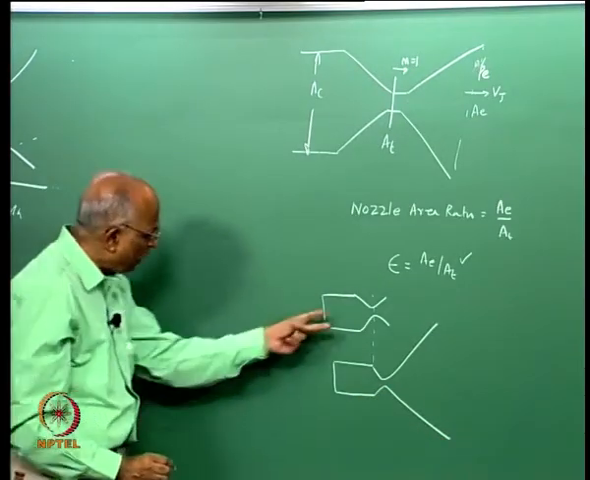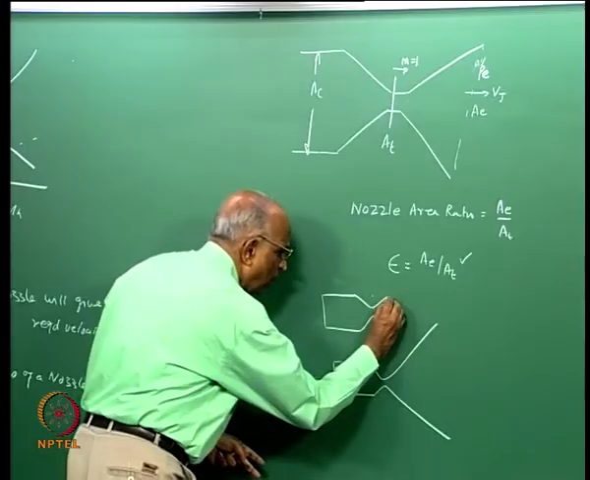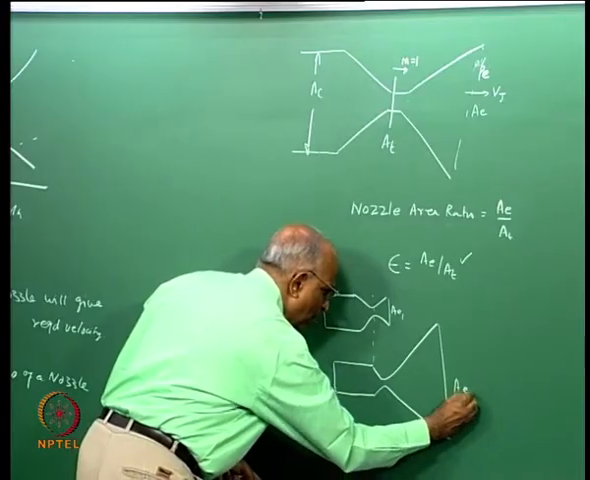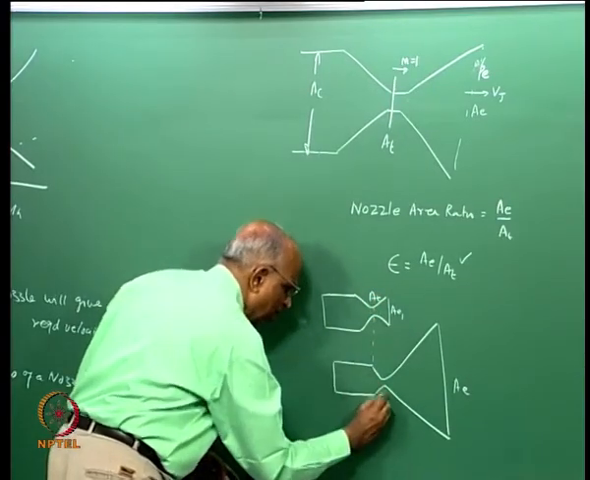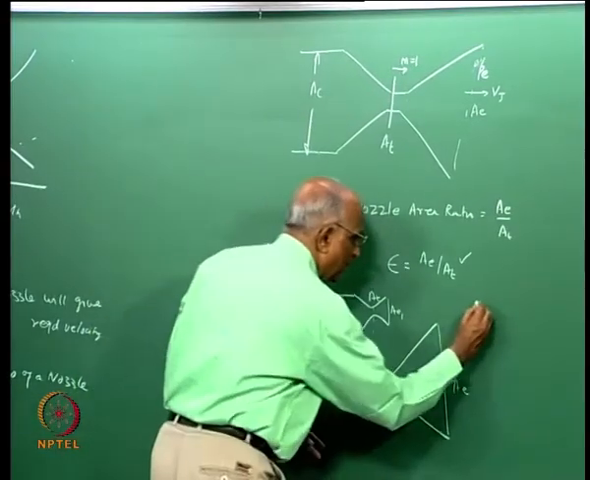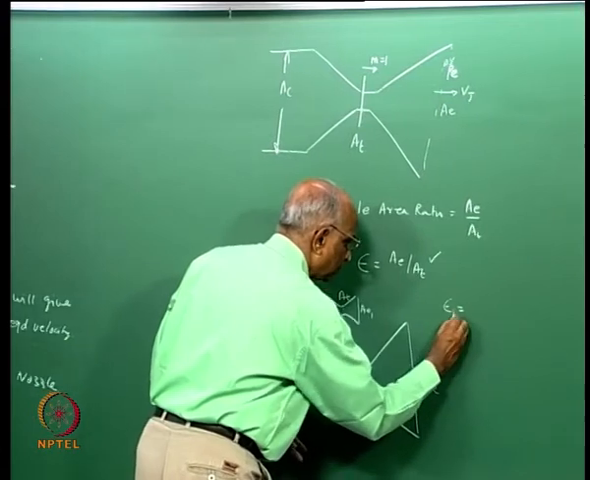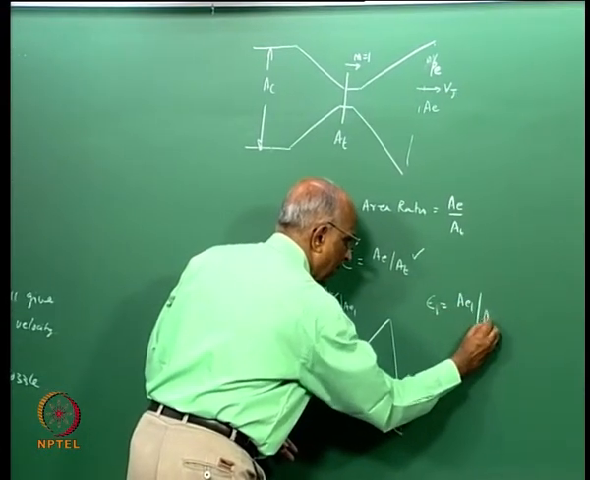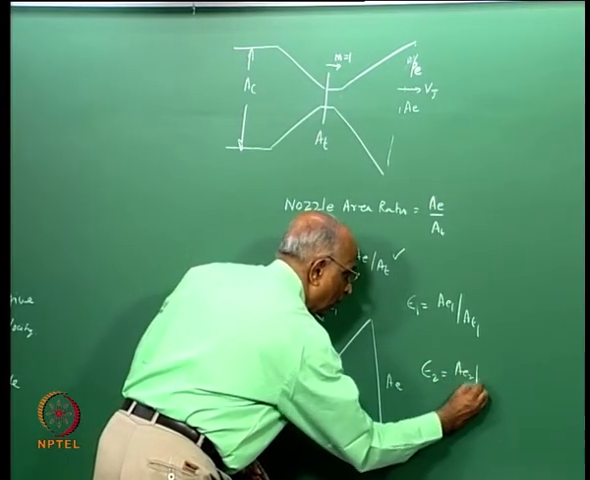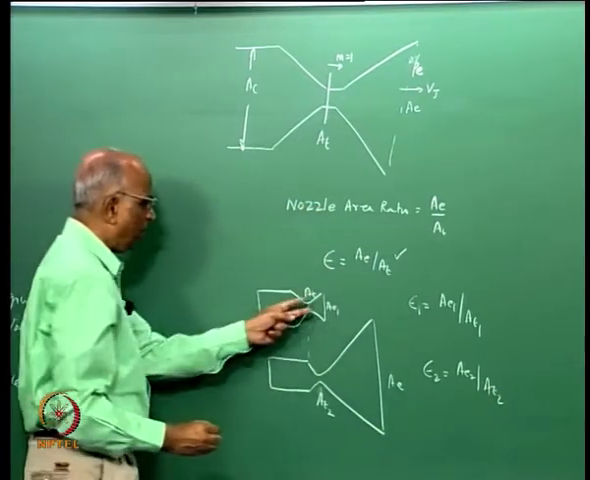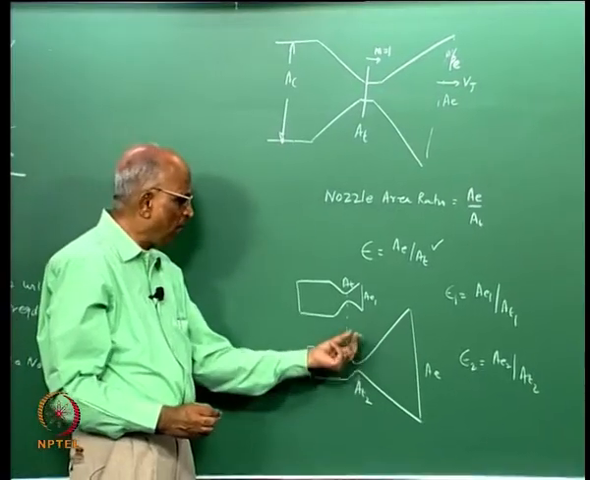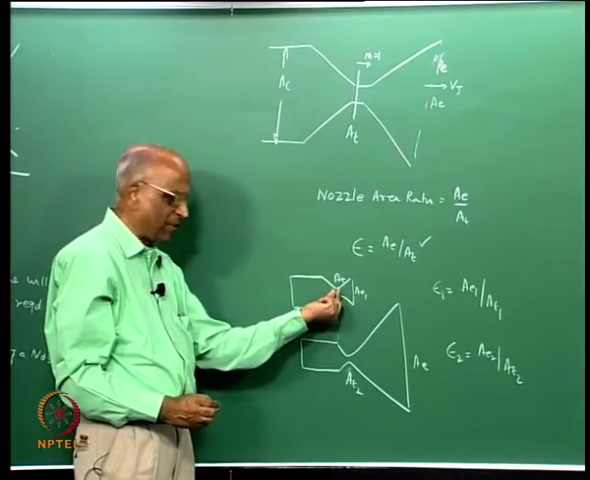And how do I compare the performance of an area ratio which is AE1 with an area ratio AE2, if the throat area is the same in the two cases? In the first case, I have area ratio 1 equal to AE1 by AT1. In the second case, I have area ratio 2 equal to AE2 by AT2. I want to compare which one gives me a higher velocity. I want to compare these two nozzles.